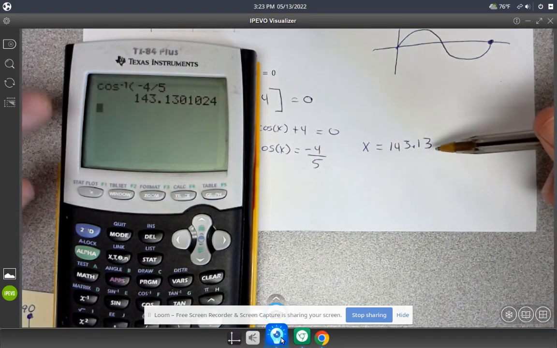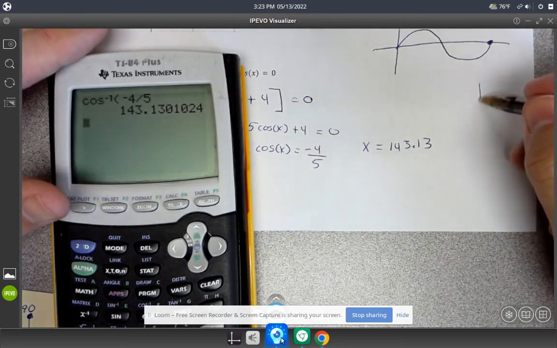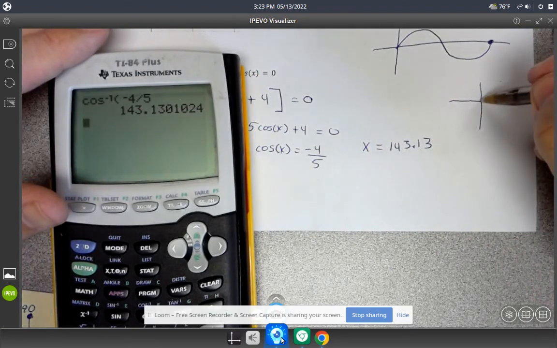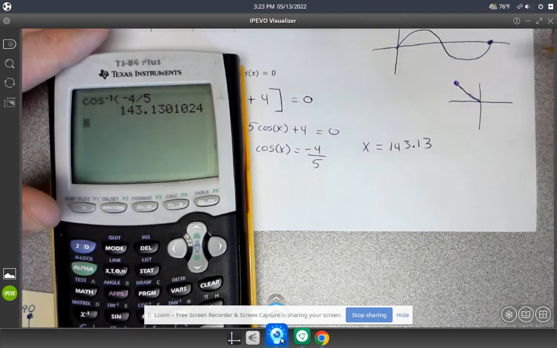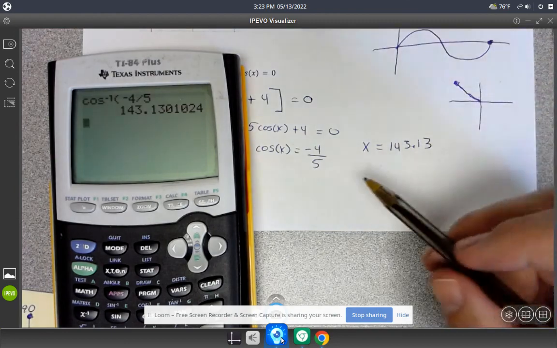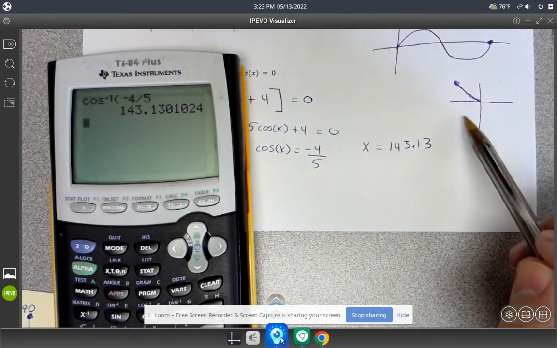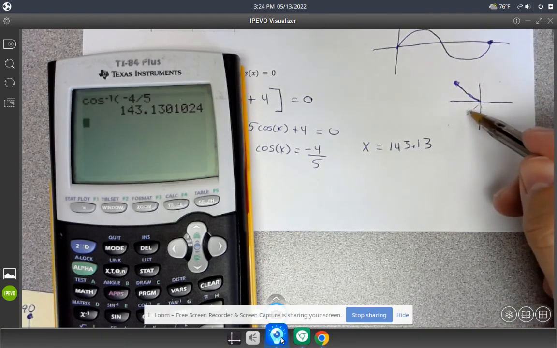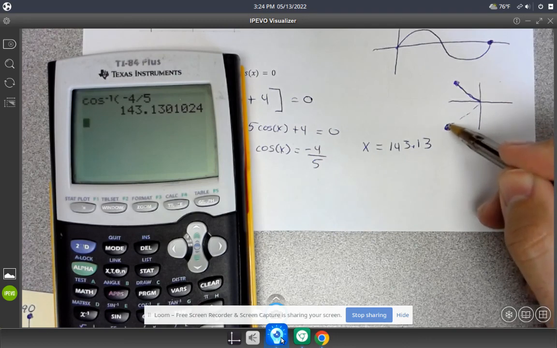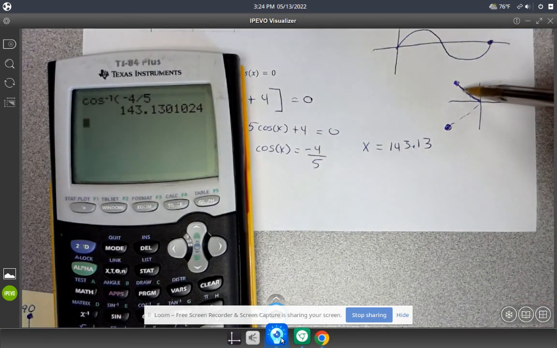But this is only one of the places where cosine is equal to negative 4/5. 143 is right about here. The other angle where cosine is equal to negative 4/5, where cosine is negative, is in the third quadrant. So I need the angle like 143 that is down here in the fourth quadrant. So what I'm going to do is figure out this little missing part right here, and then I'm going to do 180 minus that same angle to get this full sweep right there.